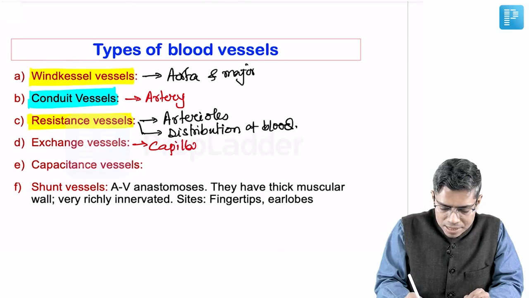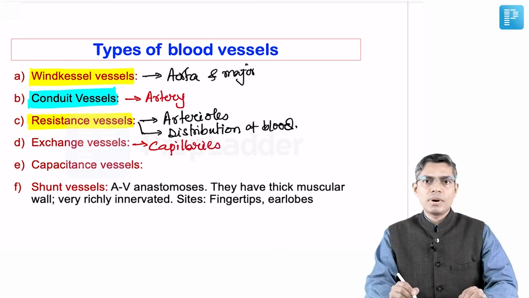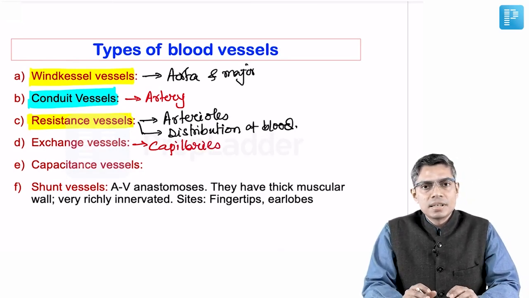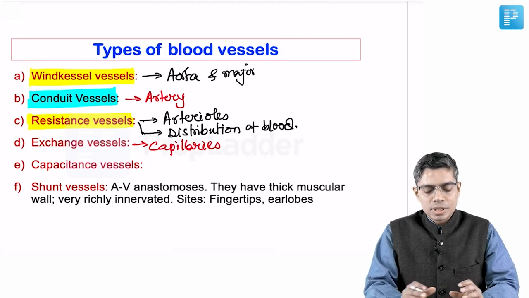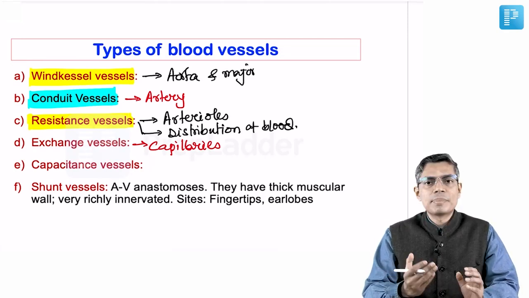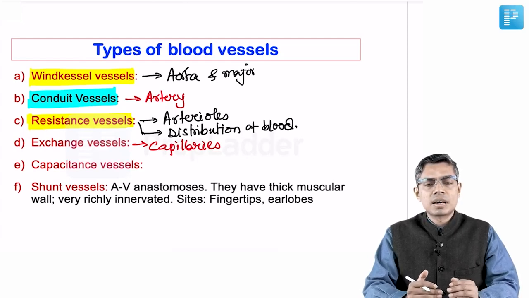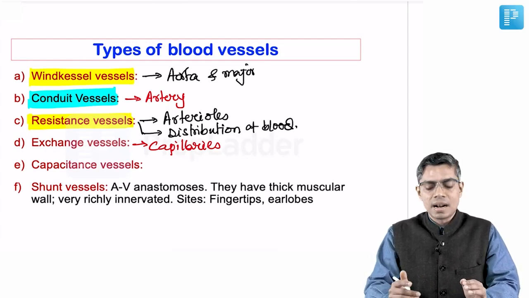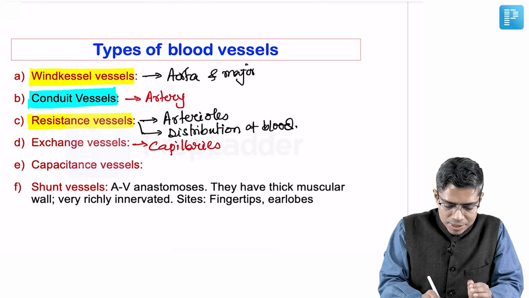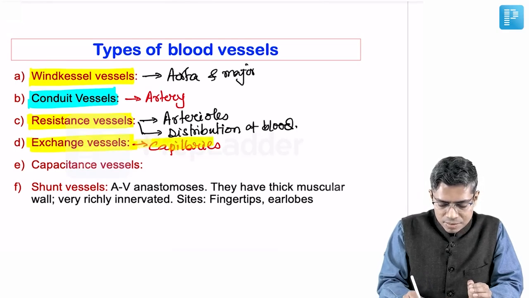Then we all know that exchange vessels are nothing but the capillaries. Capillaries are known as the exchange vessel. Why? Because in capillaries there is no elastic tissue, no smooth muscle surrounding the capillary, and no fibrous tissue. So the gaseous exchange, oxygen and carbon dioxide exchange, is very easy at the level of capillaries. That's why the capillaries are known as the exchange vessel.